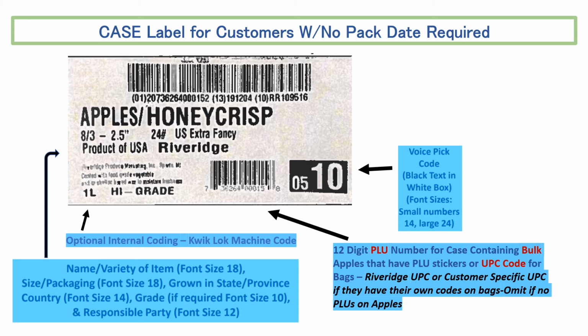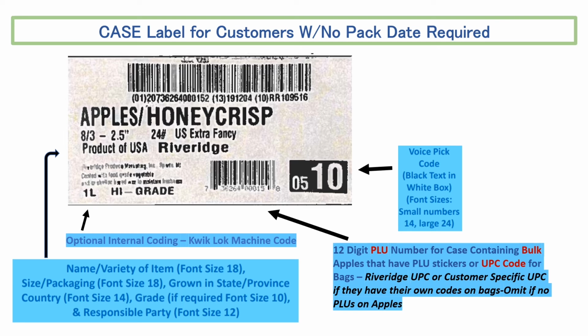And then underneath their name, you're going to want to make sure that instead of using the PLU code or the River Ridge specific UPC, you're going to use the UPC code that's on the bag that's inside the carton or the case. That all ties to what they would have set up in their system, and that identifies what that each is that is inside this case.